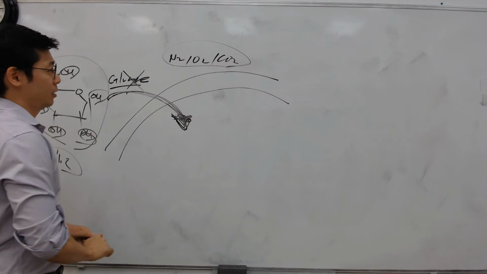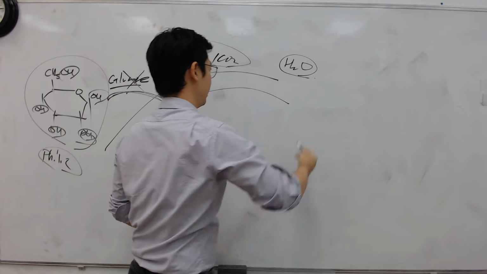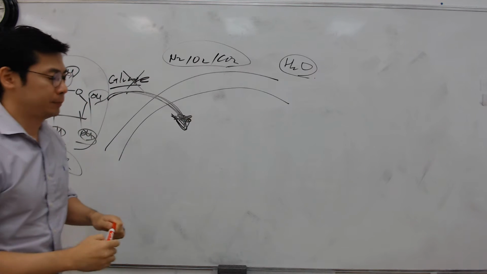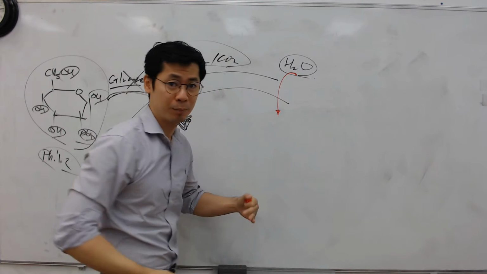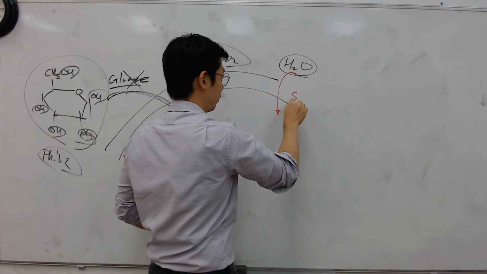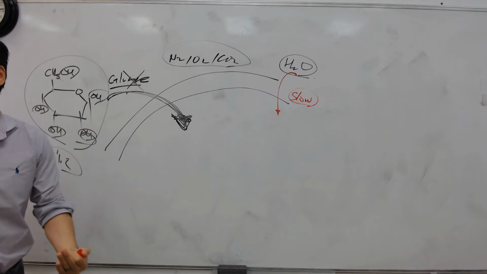Listen very carefully, guys. Water, H2O. I had an issue with H2O with one of the teachers, by the way. This water can come in by diffusion, but at a very slow rate. Because why? Water is very polar.